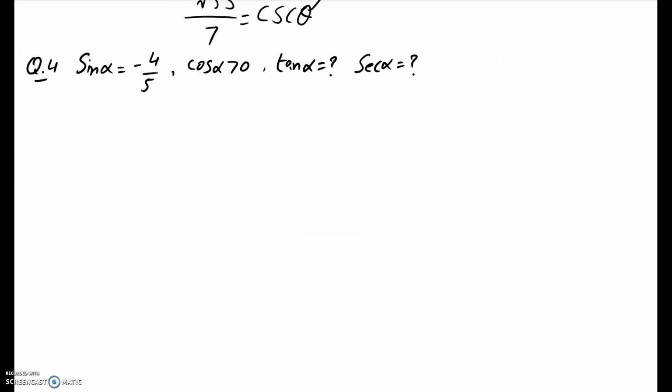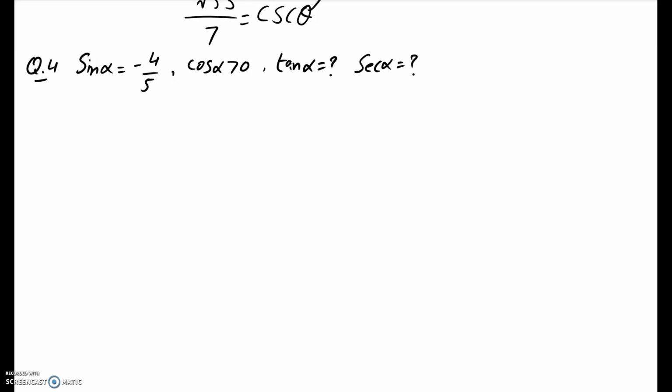Here is our question number 4. In question number 4, given is sine alpha. Whether you use sine alpha or sine theta, it's the same thing, so don't get confused about it. They are just giving a different name to the angle. Now to calculate tan theta and secant theta, first we will figure out the identities for these two values.